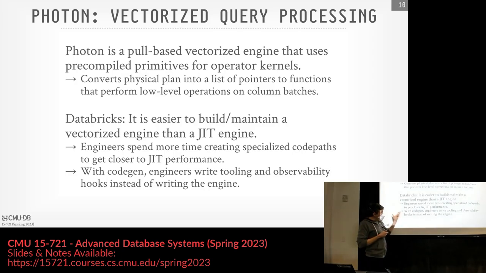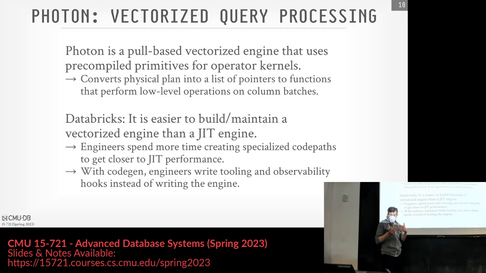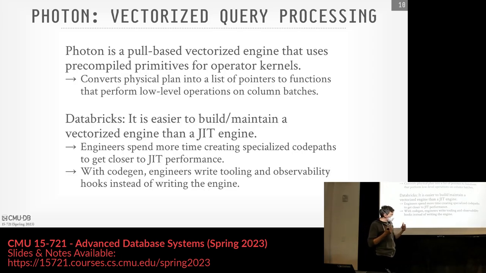And so what they said is it's better to have your engineers just write the additional code paths or primitives that are specialized to different scenarios. And we'll talk about one that's beyond just different data types. And then, since it's just C++ code, you get to use all of the debugging tools and profiling tools that exist today and make the system better. Because you're not writing tooling infrastructure and are just writing the engine itself, you can get closer to the performance you would get if you were doing complete codegen in the way that Hyper does it.